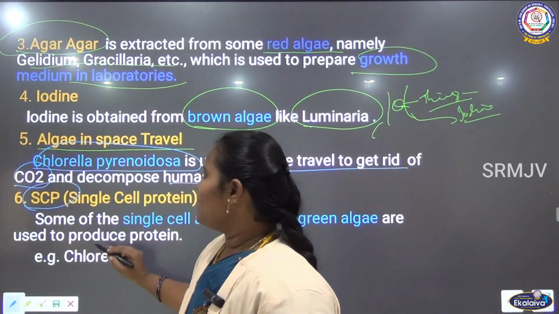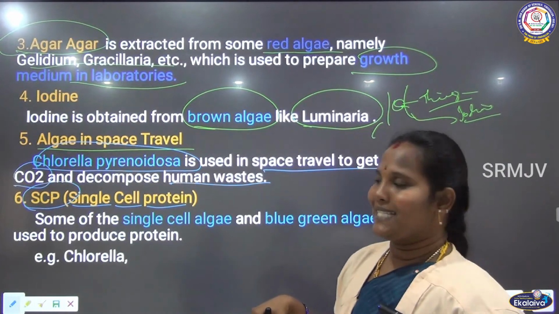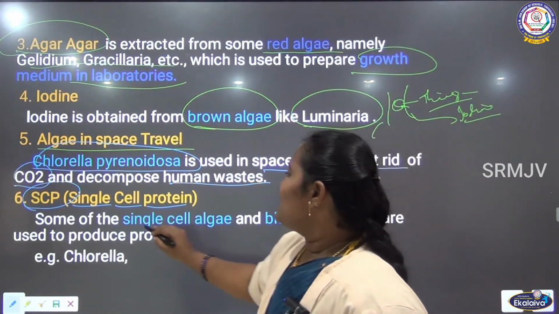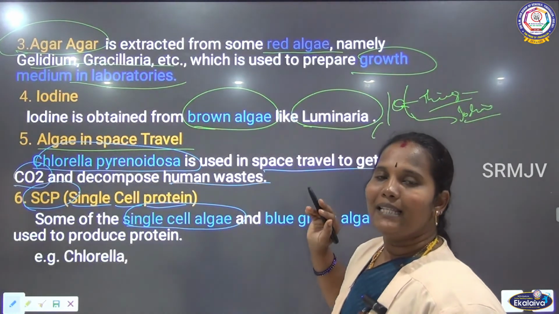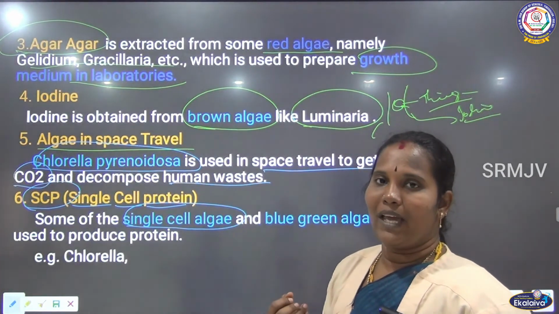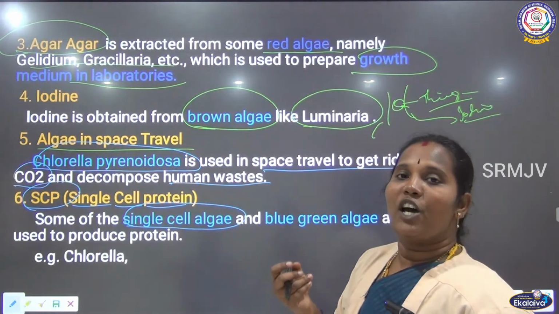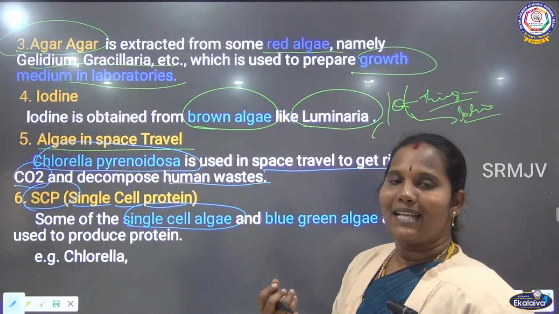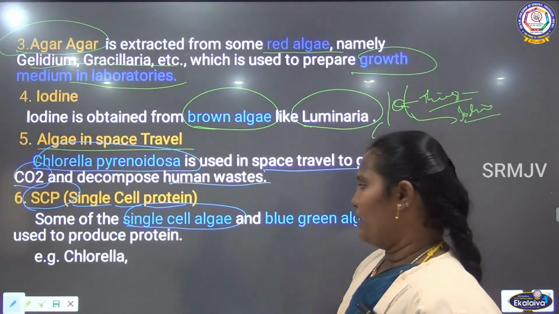What does SCP mean? Single cell protein. It is called the SCP. Some single cell algae, we saw the forms of algae. There are many algae. We saw the single celled ones, where the body is made up of a single cell. Like this, single cell algae are used as a protein source. It has a lot of protein content, so it is used as single cell protein.